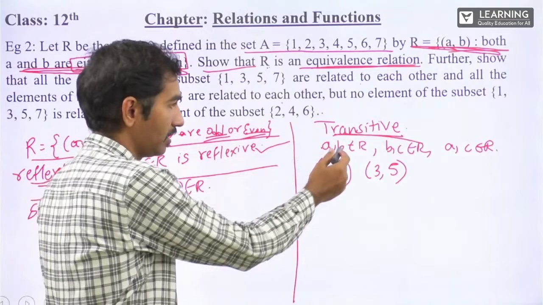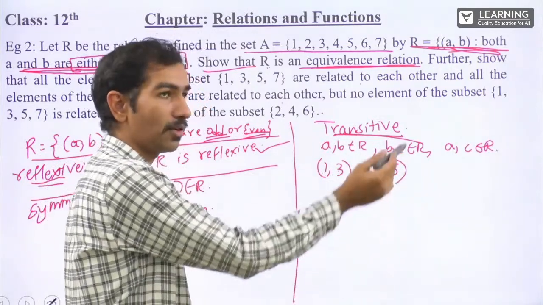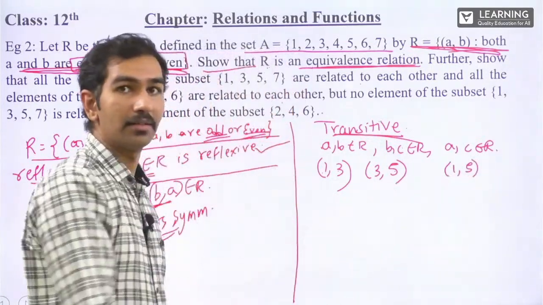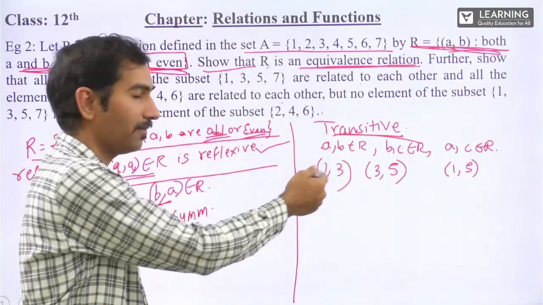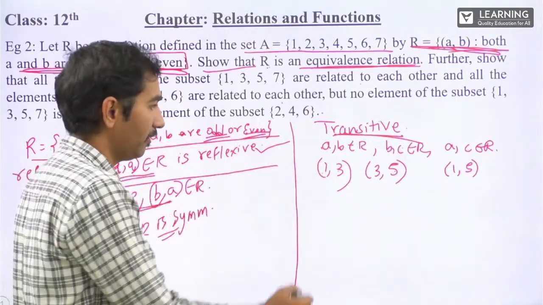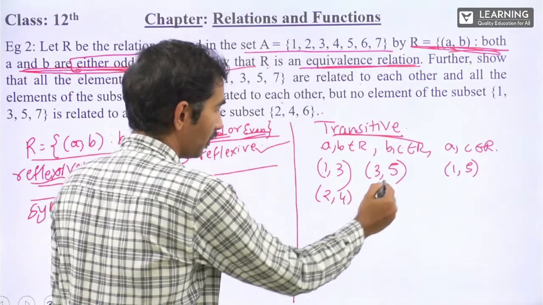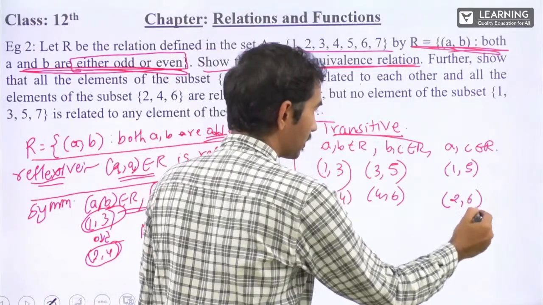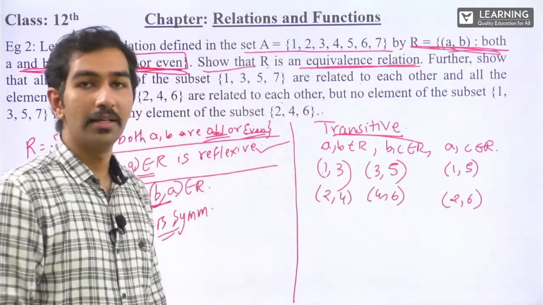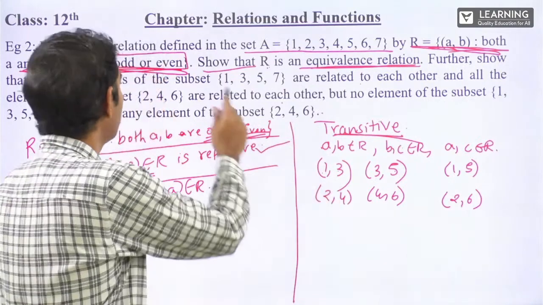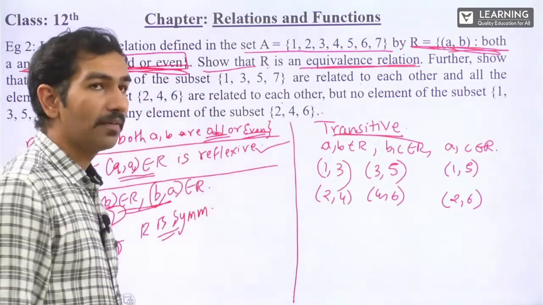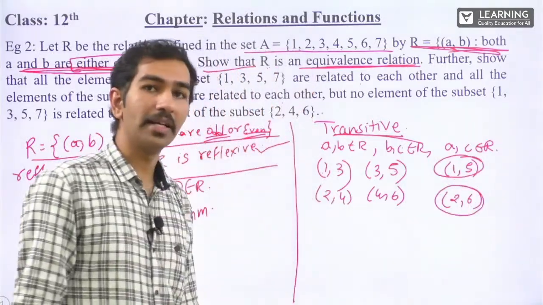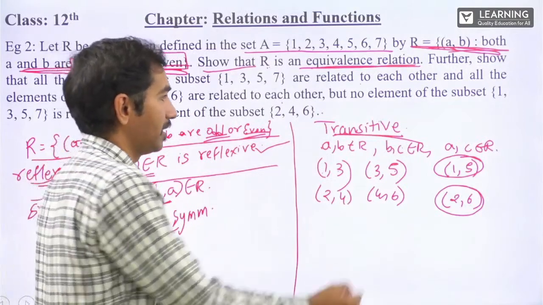Then what will be (A, C), students? See, this is (A, B), (B, C). Then (A, C) will become (1, 5). Both are either odd or even. Yes, it is odd there because we have taken a set of odd numbers. Now suppose you take even, so let us take (2, 4) and here you will take (4, 6). Then according to transitive relation it will become (2, 6). Both are even numbers. You don't have any other choice. So here both are odd, both are even, so we can tell that the given relation is transitive.